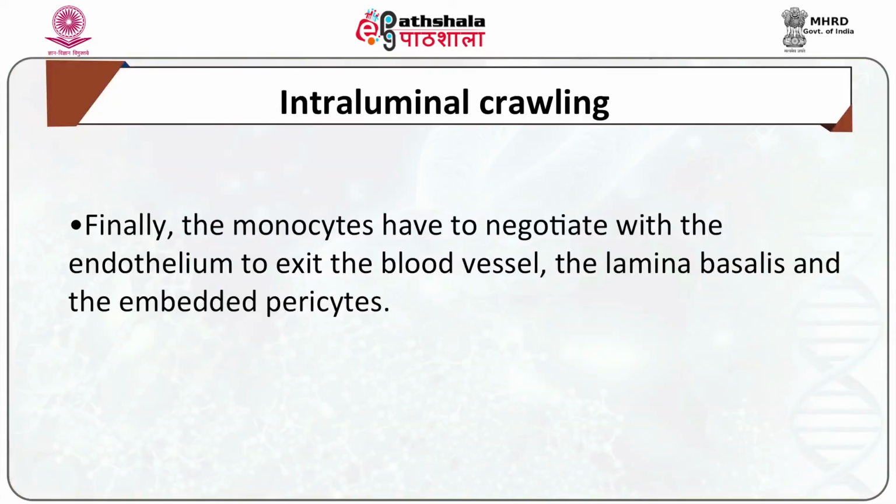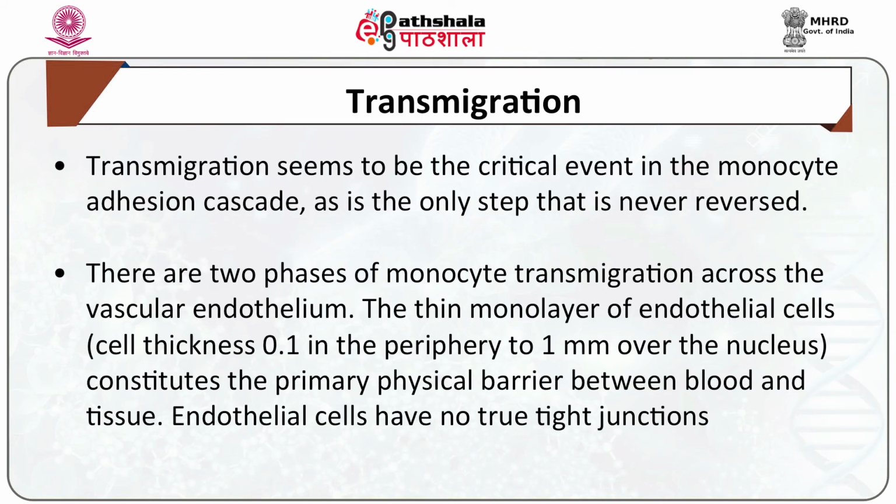Finally, the monocytes have to negotiate with the endothelium to exit the blood vessel, the lamina basalis, and the embedded pericytes. Transmigration seems to be the critical event in the monocyte adhesion cascade and is the only step that is never reversed. There are two phases of monocyte transmigration across the vascular endothelium. The thin monolayer of endothelial cells, that is, the cell thickness should be around 0.1 micron in the periphery to 1 millimeter over the nucleus, which constitutes the primary physical barrier between the blood and the tissue.